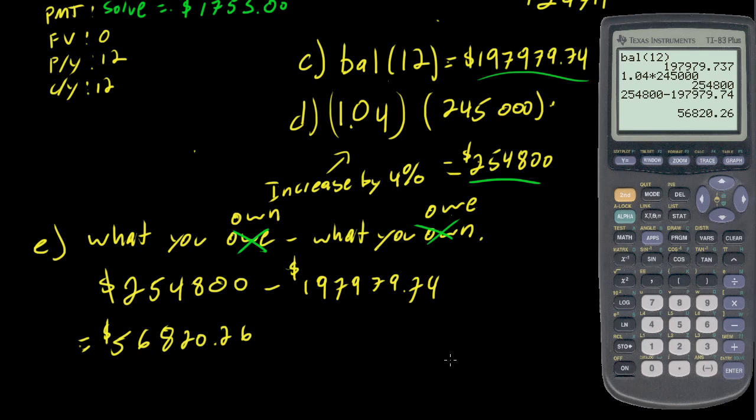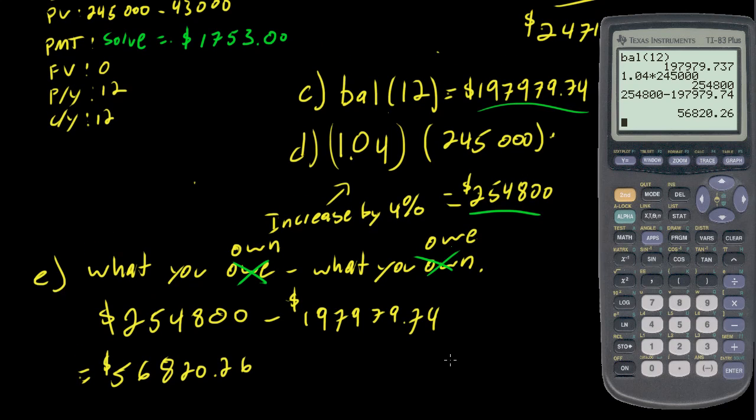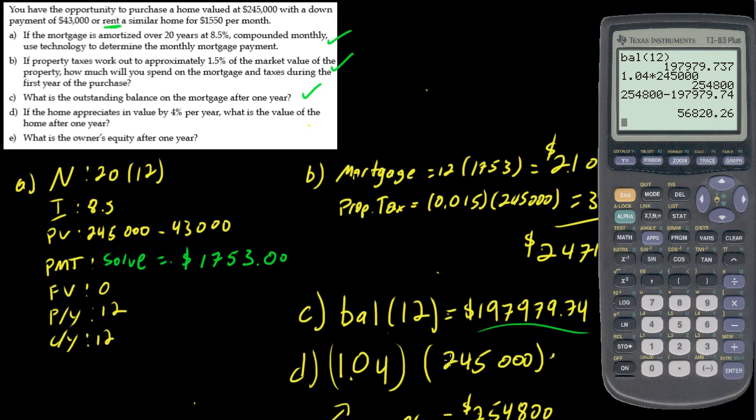But that's a cool calculation to see about how much money something is worth if you own it. So what you own minus what you owe in terms of money. So a cool little question there. This is all taking into account that you own the home or you're purchasing the home. In Part 2, we're going to talk about renting the same type of home.